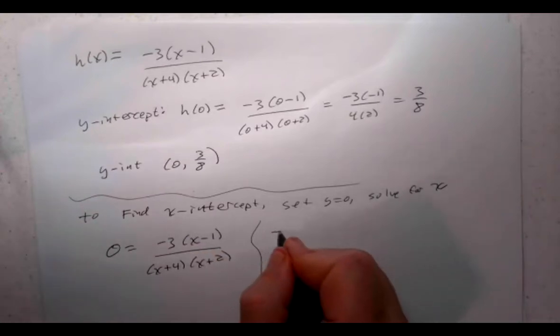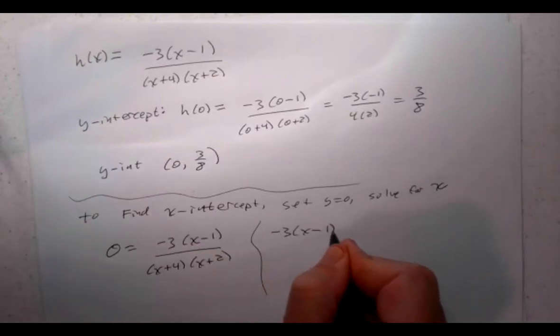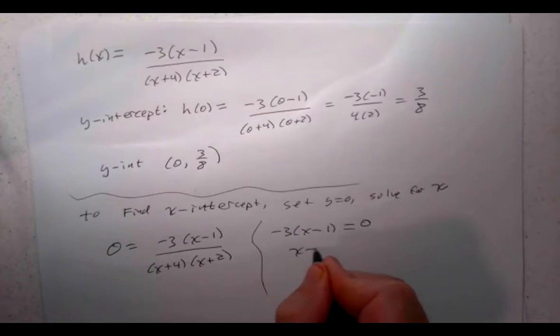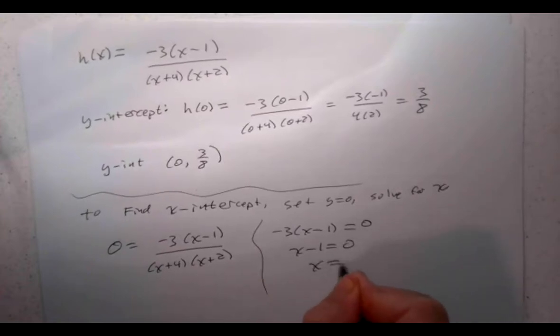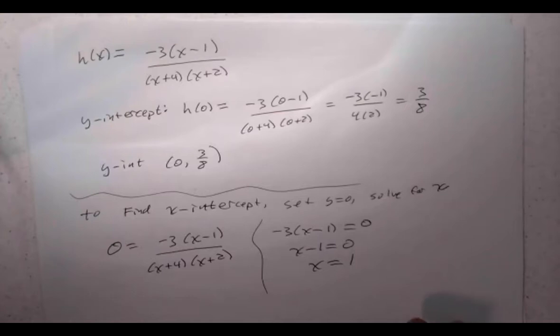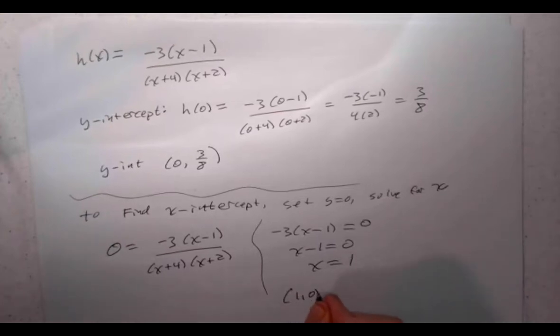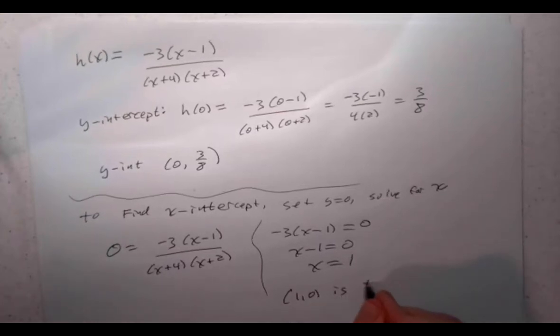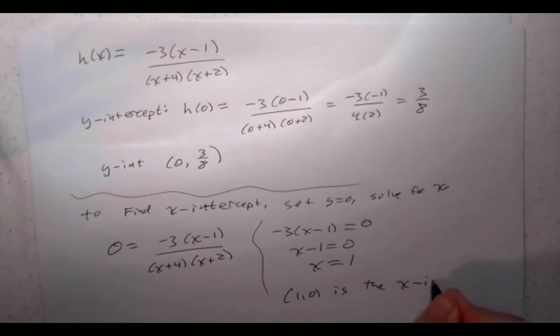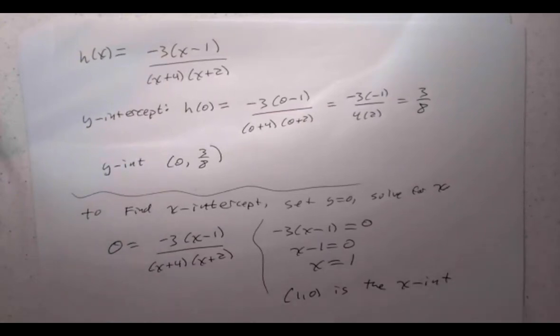So when is the top equal to 0? When does -3 times x minus 1 equal 0? Well, when x minus 1 equals 0, when x equals 1. So if x equals 1 and y equals 0, we get our x-intercept. Our x-intercept is 1, 0. Only one of them. So we found our domain, we found our asymptotes, we found our intercepts. So let's take a look at Desmos and see if all of that looks correct.